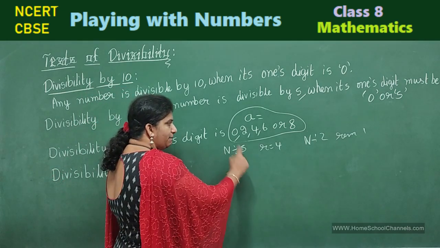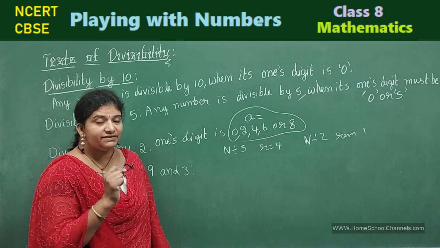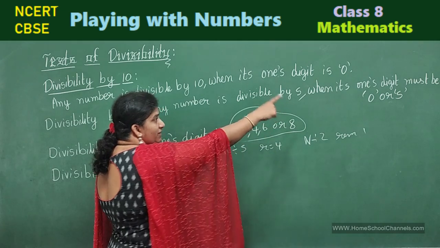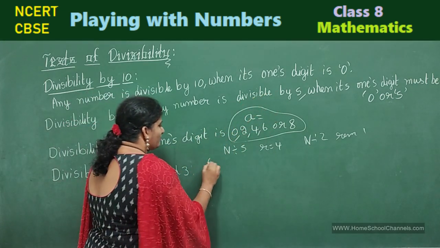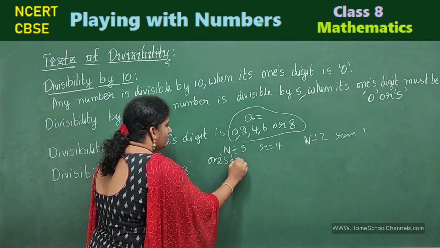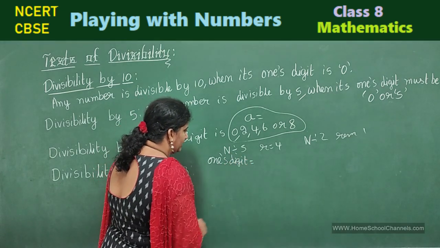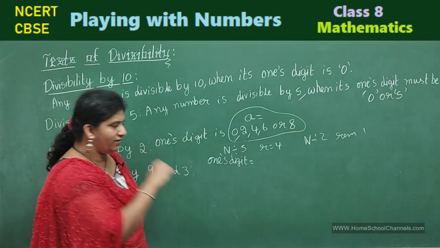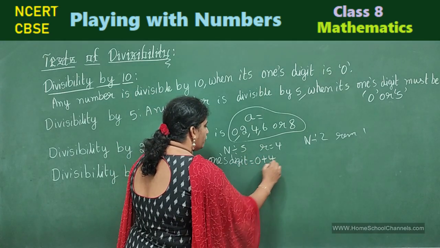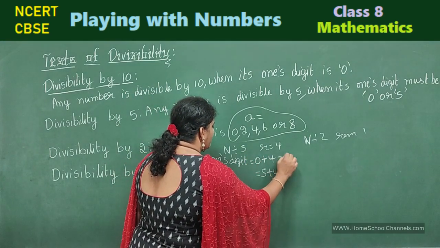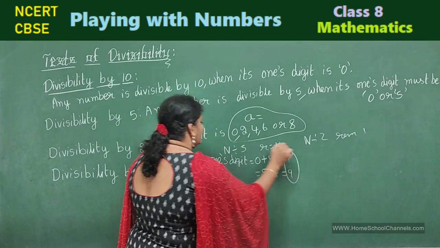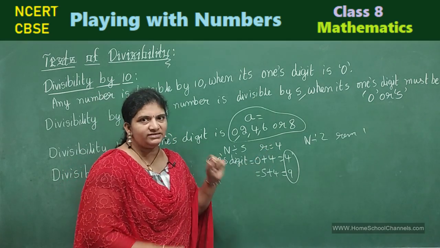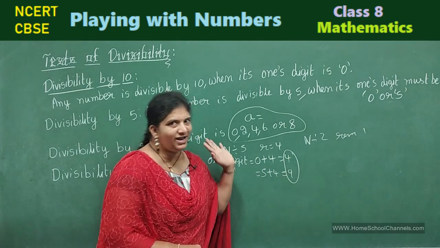When n is divided by 5, the remainder is 4. Divided by 5 means you should remember that the ones digit is either 0 or 5. Add the remainder: 0 plus 4 and 5 plus 4, that might be 4 or 9. When n is divided by 5, leaving a remainder 4 means that the ones digit must be either 4 or 9.